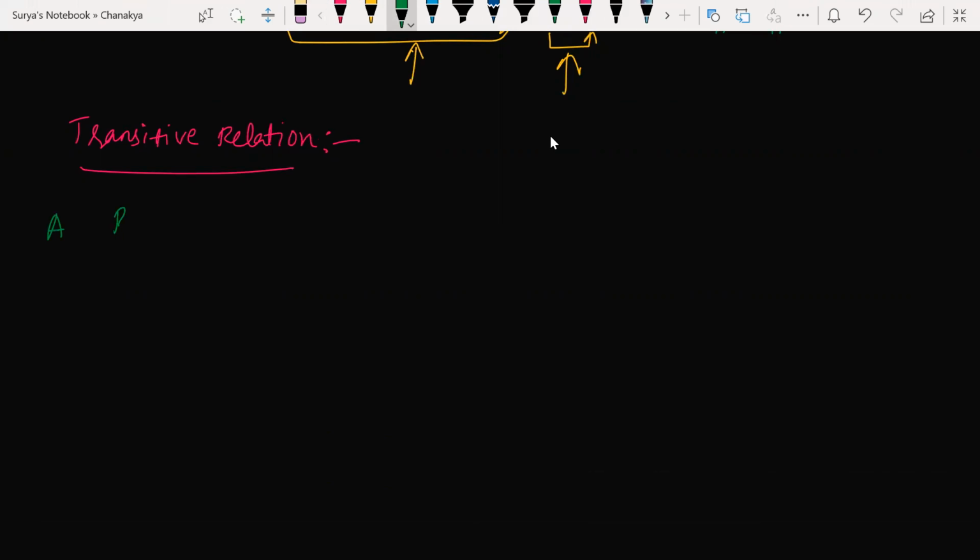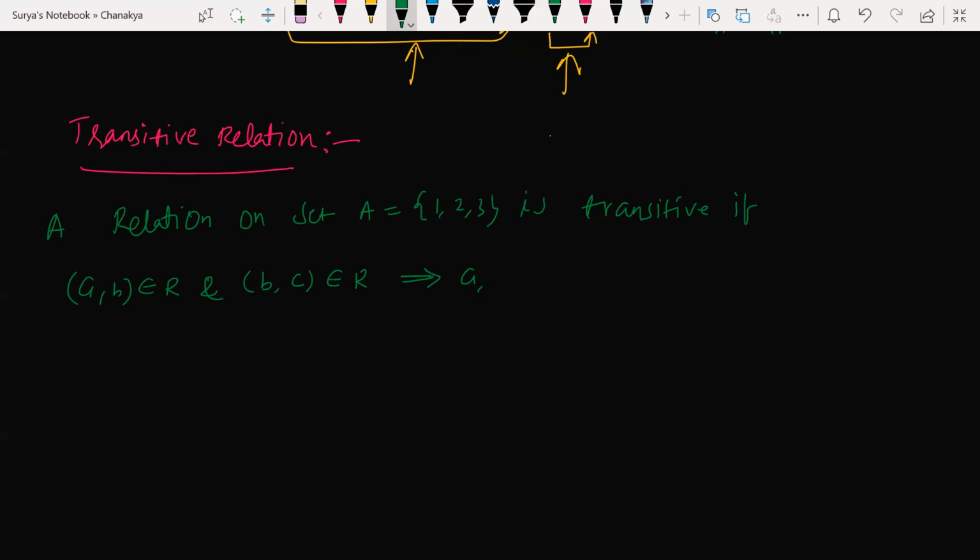Look at this here. A relation R on set A, any set you take, 1, 2, 3 for making it simple, is transitive if (a, b) belongs to R and (b, c) belongs to R, then (a, c) must be, should belong to R. Yes, (a, b) and (b, c), then (a, c), the first and last, must be in that R. If not, that is not going to be transitive.